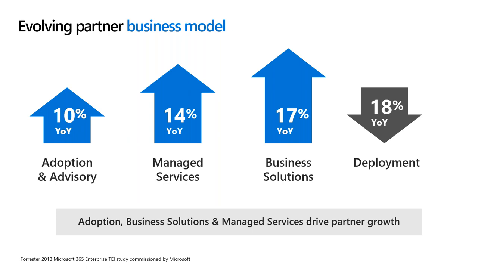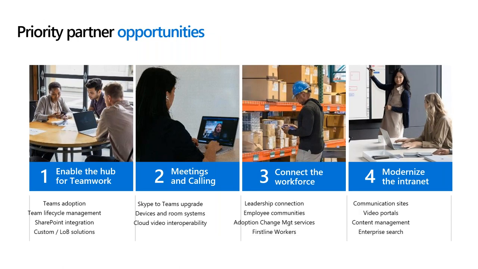So the message here is that deployment is probably on the decline when it comes to opportunity, and the idea here is adoption, managing and enabling services, and also looking at building unique IP and solutions is where the value is going forward. So the opportunities here, and I would suggest the priorities, is start off with making it a hub for people to start working. Give them the understanding of the new way of working. It's not files and folders. It's not the F drive. This is how we work.